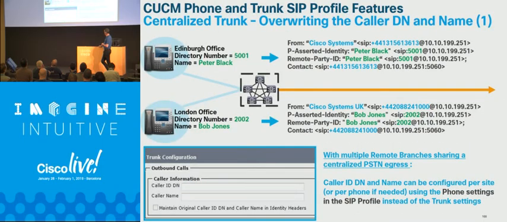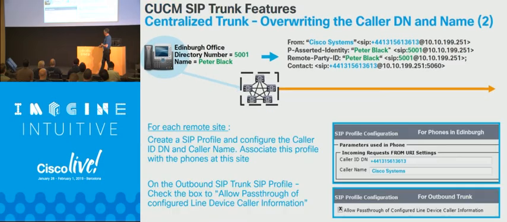Further to that, you can do more complex ones. I've got a centralized trunk now for all of the UK. I've got an office in Edinburgh and one in London. What I want to do is that calls made by Bob show the London office, calls made by Peter show the office and the number for Edinburgh, for example. So again, I'm not doing configuration on the trunk. What I'm now going to do is go to the SIP profile for the phone and configure it on the profile of the phone instead, okay?